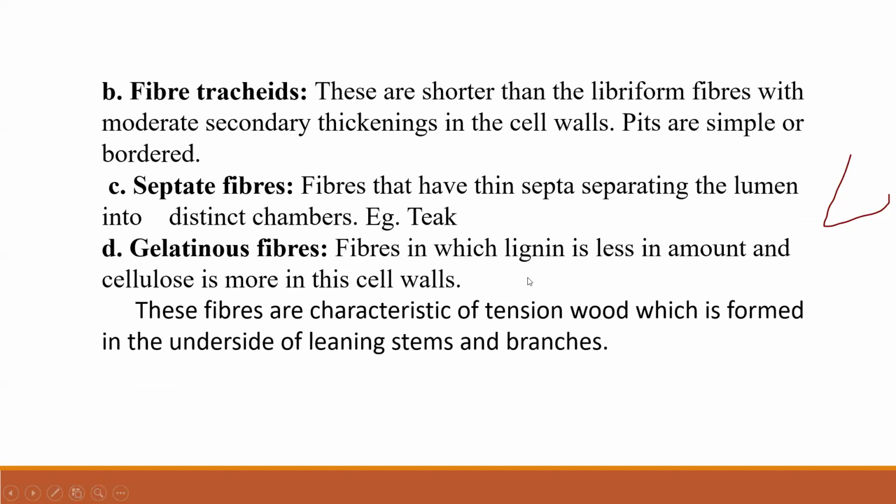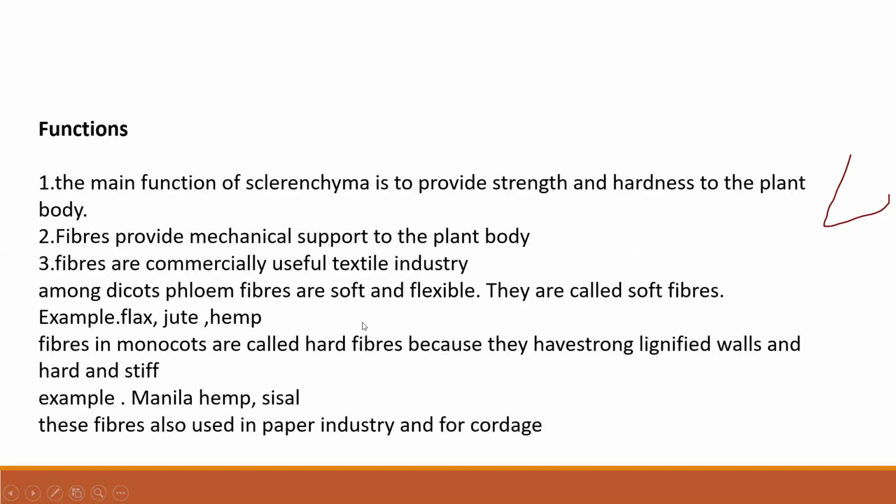Another one is the gelatinous fibers. These are fibers in which lignin is less in amount, and more cellulose is present. These gelatinous fibers are mainly characteristic of tension wood, which is formed on the underside of the leaning stem and branches. Next one is the functions of sclerenchyma.